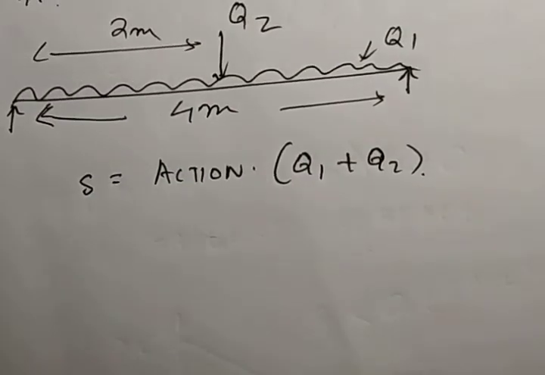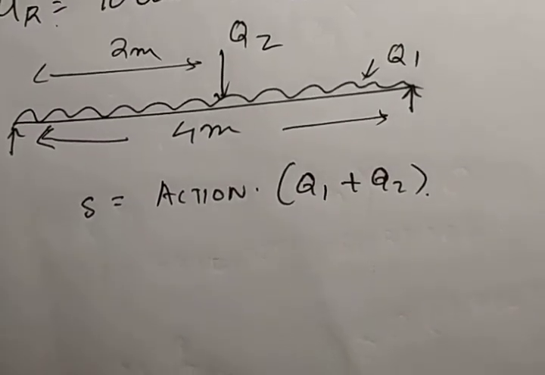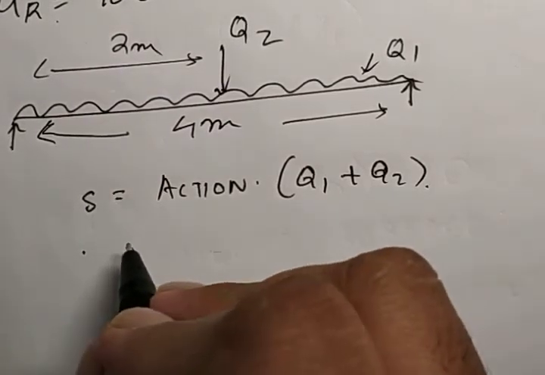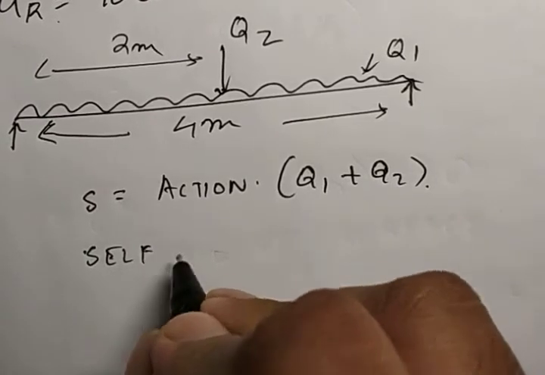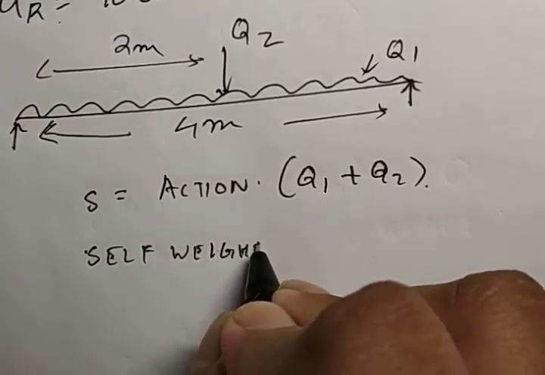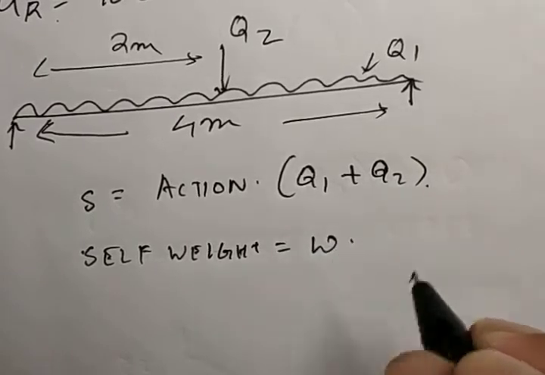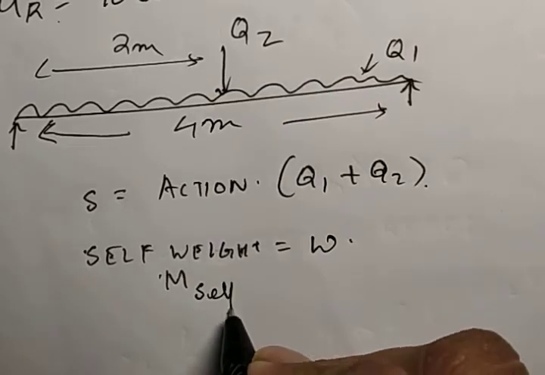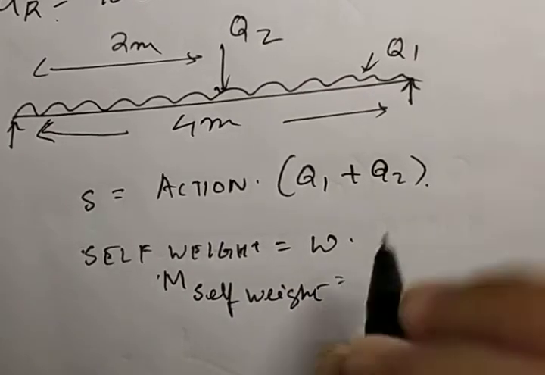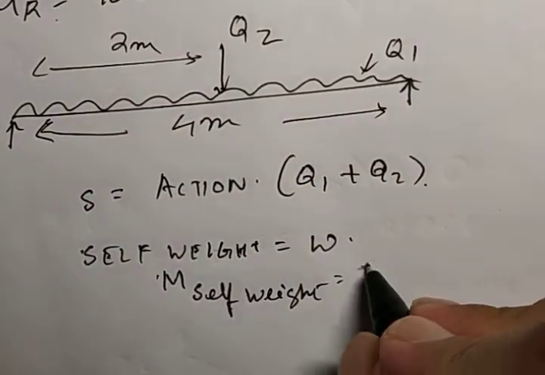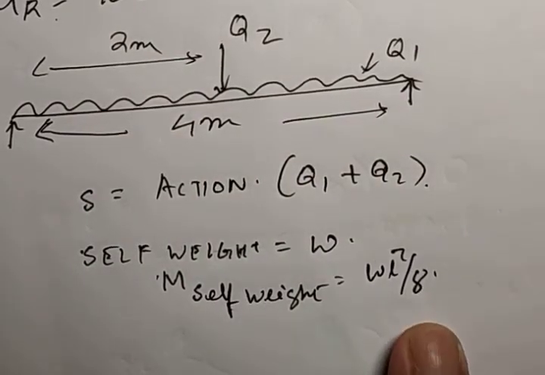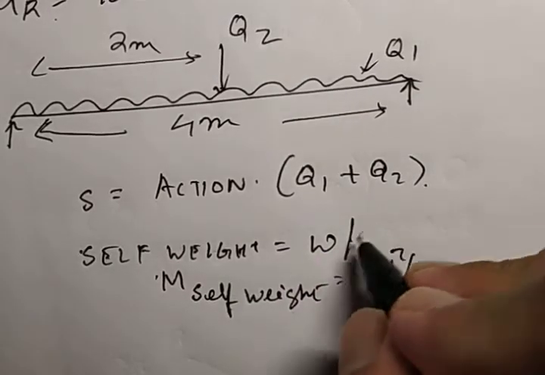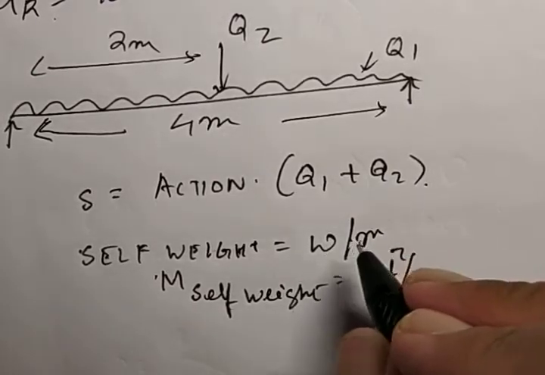Q1 is my self weight. Now we have to be careful regarding the self weight. Self weight is usually a UDL. If it is W, then the moment due to self weight, since this beam is simply supported, is going to be WL square by 8. I already know this. It's WL square by 8 if W is per meter, as a UDL.